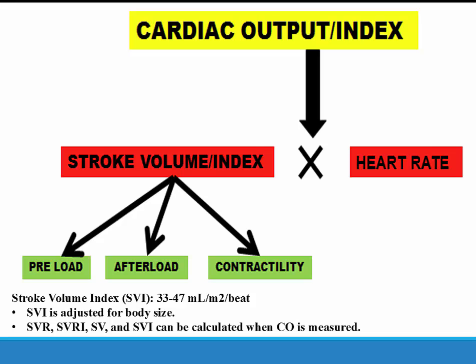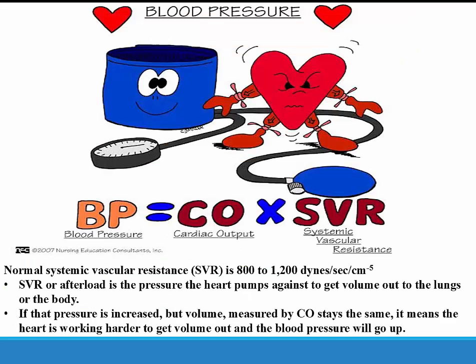Systemic vascular resistance index, stroke volume, and stroke volume index can be calculated when cardiac output is measured. Normal systemic vascular resistance is 800 to 1200 dynes per second per centimeter. SVR, or afterload, is the pressure the heart pumps against to get the volume out to the lungs or the body. If that pressure is increased but volume, measured by the cardiac output, stays the same, it means the heart is working harder to get volume out and the blood pressure will go up.